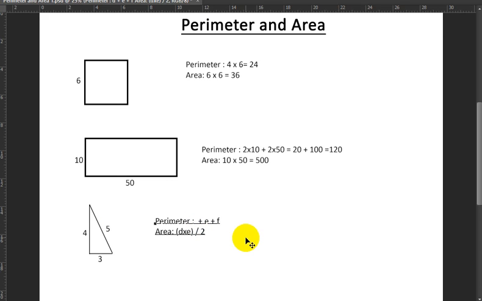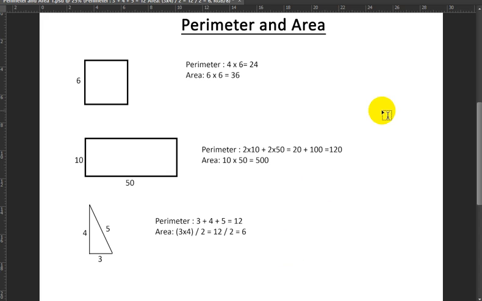So wherever D, I'm going to place 3. Wherever E, I'm going to place 4. And wherever F, I'm going to place 5. That would make the perimeter 12, because 3 plus 4 plus 5 makes 12. Next, we said specifically that we have to multiply the two smallest sides. So 3 times 4. Now 3 times 4 gives me 12, and I need to divide this by 2. 12 divided by 2 gives me 6. Perfect.